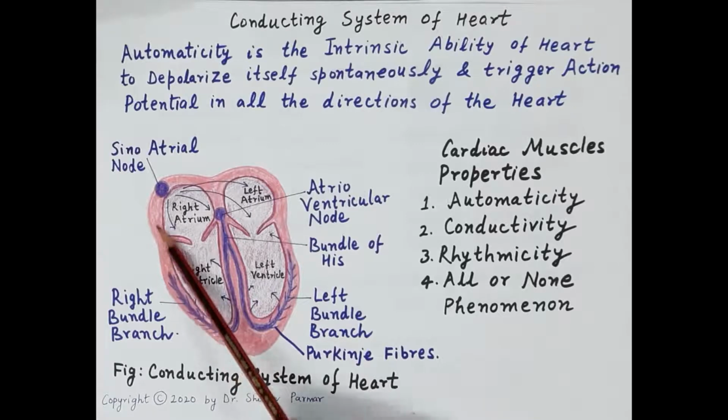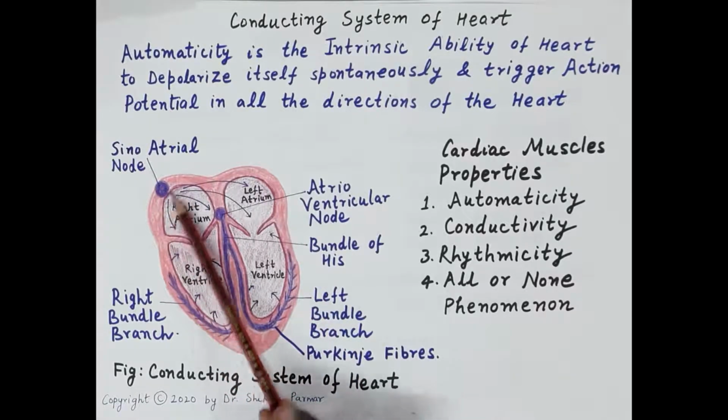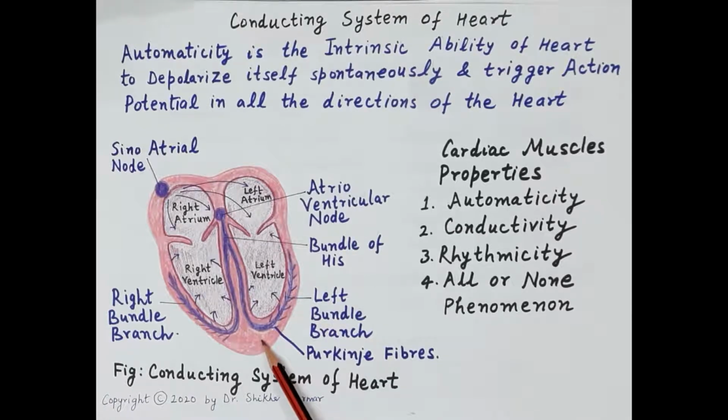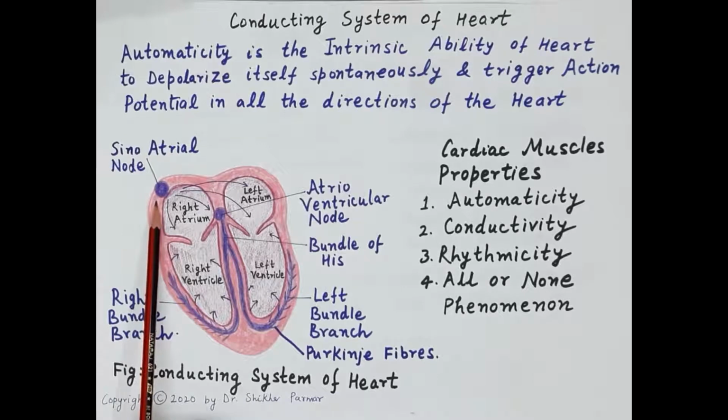Now this diagram shows the wall of heart. The wall of heart is made up of cardiac cells termed the myocardium, and myocardium is made up of 2 types of cells, normal cardiac cells and specialized cells called the pacemaker cells. The pacemaker cells are like the SA nodal cells, the cells of sinoatrial node. They are termed the pacemaker cells or the nodal cells, and they possess the property of automaticity.